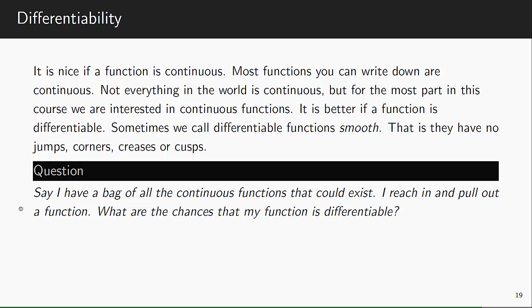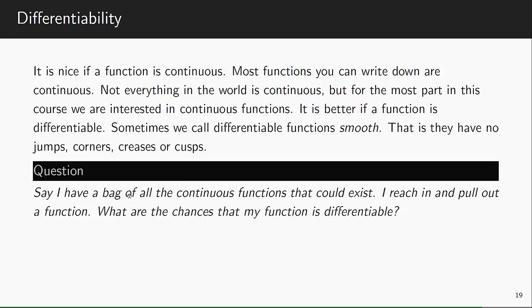So here's an interesting question. Let's say I have a bag that has all of the possible continuous functions in the world, and I reach in and pull out a function at random. What are the chances that my function is differentiable? You might want to think about this. In some sense, of all of the continuous functions, how many of them are differentiable? About half, a third, all of them?